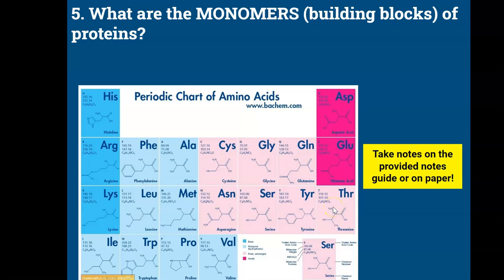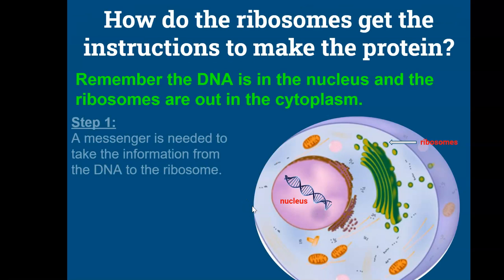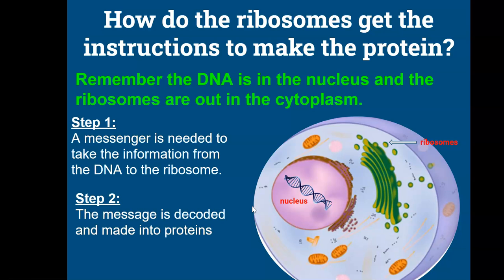Question 5, one thing that I want you to remember is, what are the monomers of proteins? We just mentioned this. We know the monomers of proteins are amino acids. So if we know all of this, let's start trying to understand, how do the ribosomes get the instructions? If the instructions are right here, the DNA in the nucleus, how do those instructions get out to the cytoplasm, to the ribosomes, to allow protein synthesis to happen?